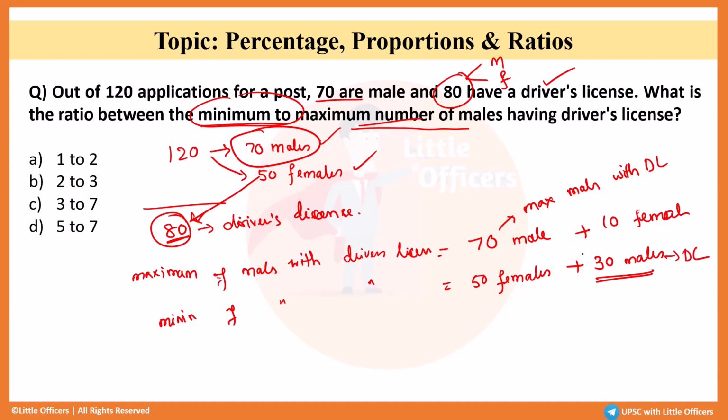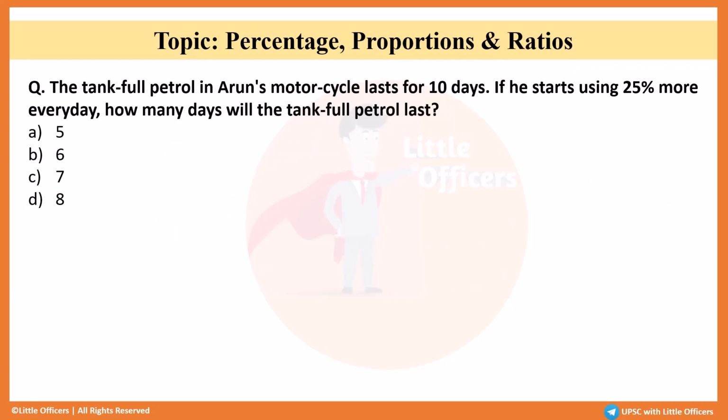So now we need to find this ratio of minimum to maximum, that is 30 to 70, which is 3 to 7. The answer is C, simple. Now let us go to the next question.